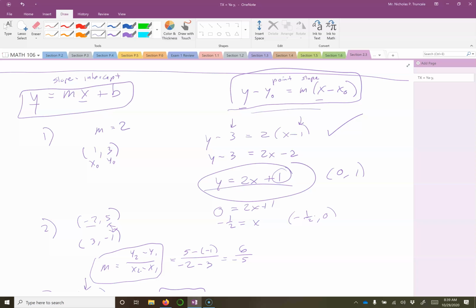You could use the slope, but I think this is a little easier if your final answer is in slope-intercept form. Other than that, any other questions on section 2.3? All right, cool. I hope lines are fairly easy. So let's look at 2.4.